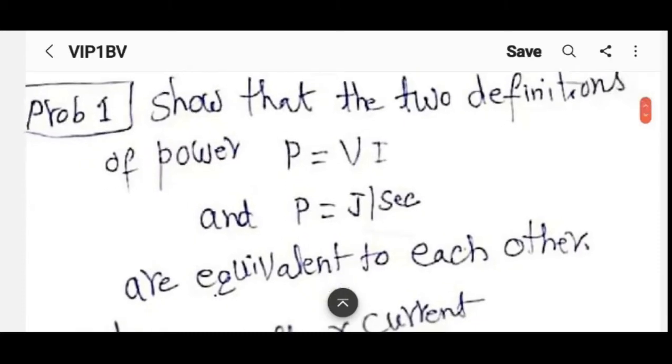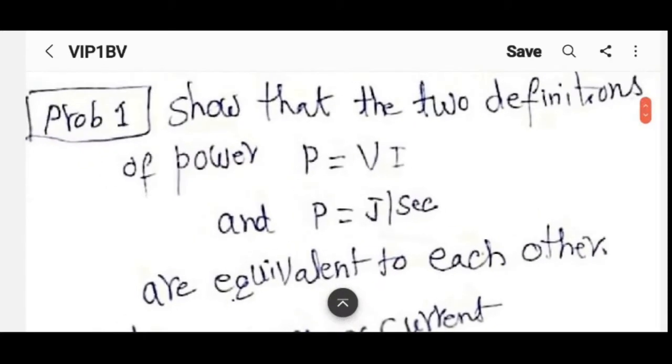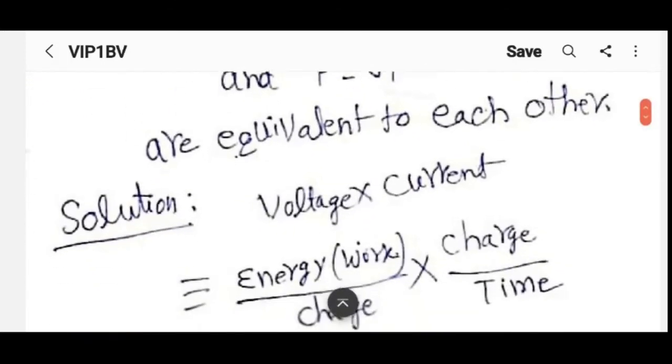Show that the definitions of power, voltage into current, or joules per second, are identical or equivalent to each other. The second definition is typically used in mechanical engineering. First one in electrical engineering. Let's see how it goes.